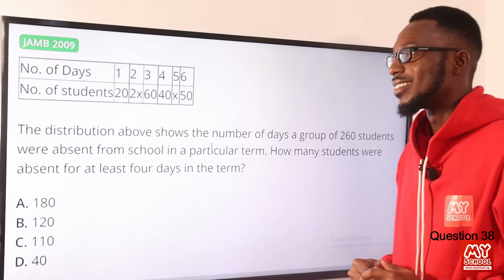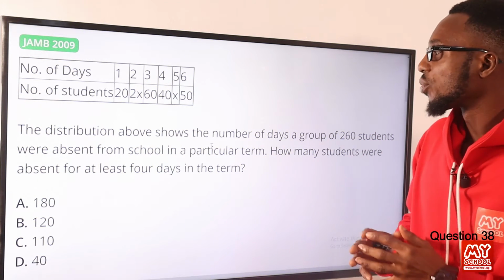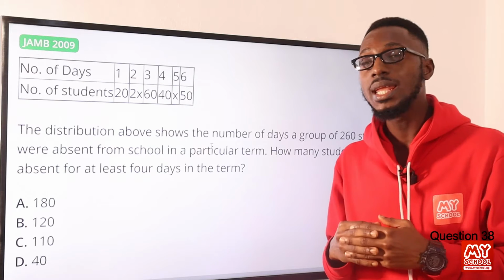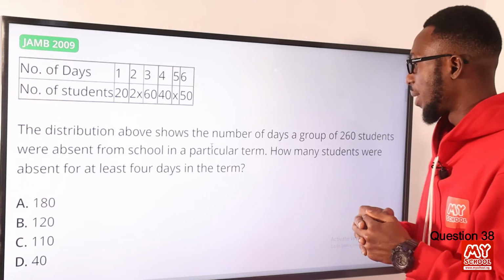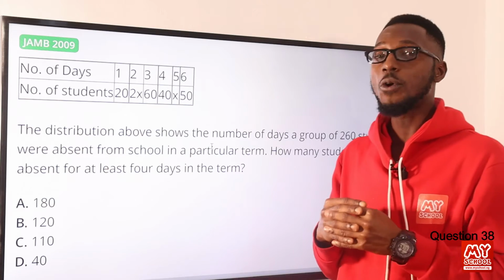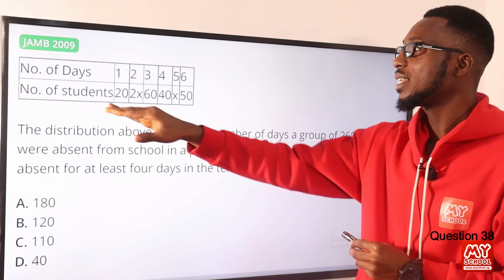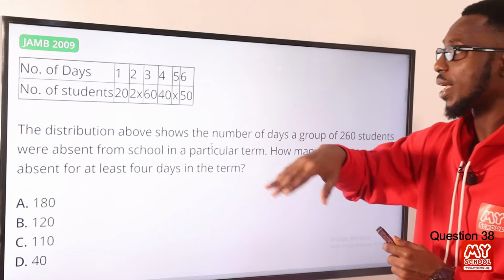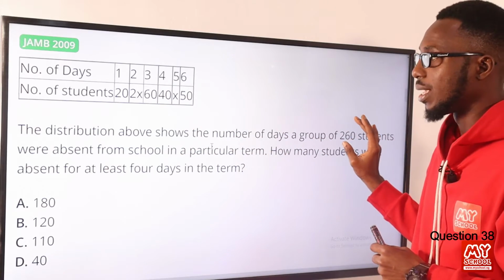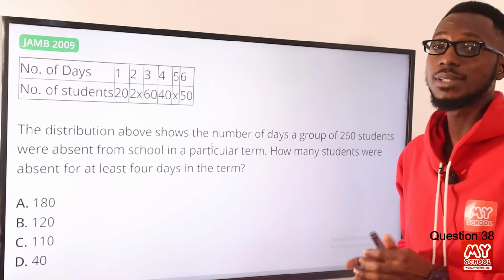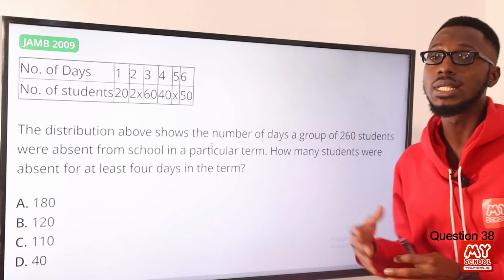Question 38. The distribution above shows the number of days a group of 260 students were absent from school in a particular term. How many students were absent for at least 4 days in the term? All these values put together should amount to 260. So that means 20 plus 2x plus 60 plus 40 plus x plus 50 should give me 260 students.